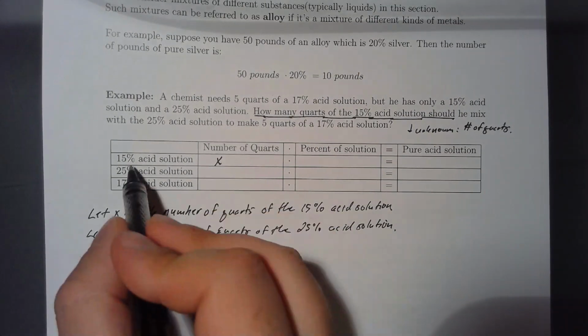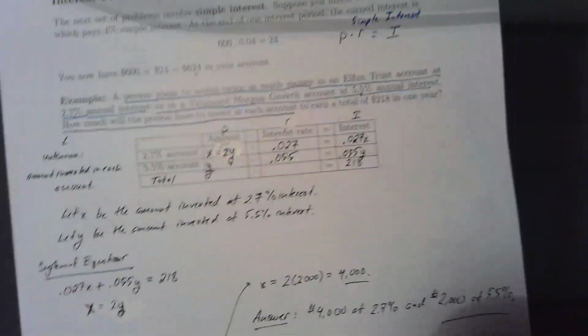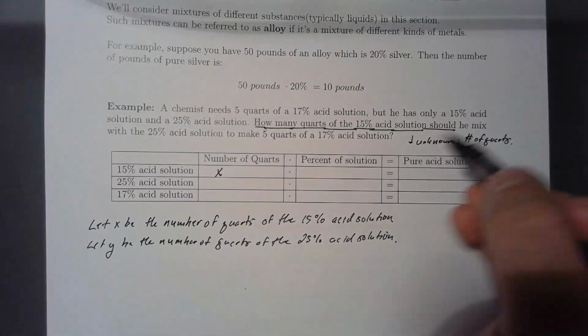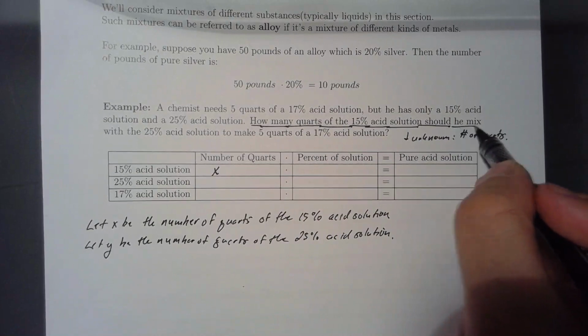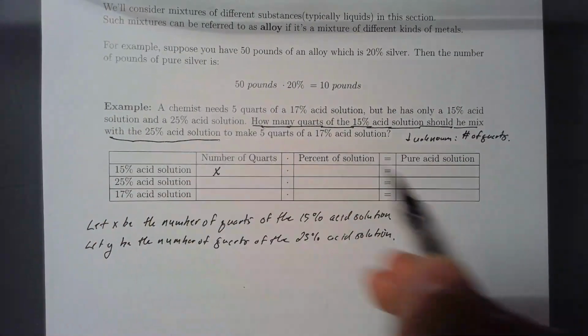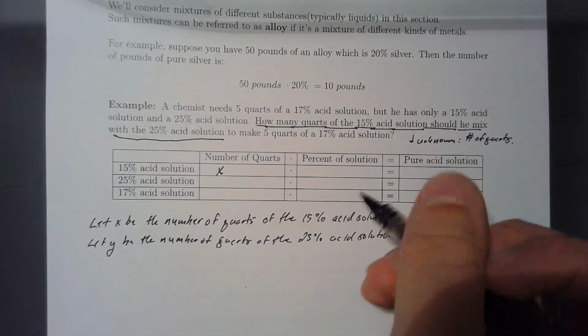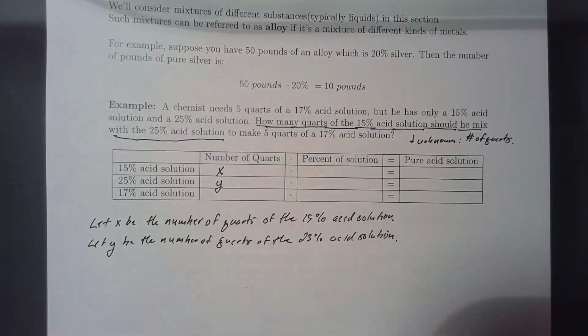Again, when you have two types, you're going to have two variables. Most of these problems had that, and this one's no exception. My bad. I know I said there should be only one unknown here, because it's how many quarts of the 15% mixed with the 25%. So Y is the number of quarts at 25%. What's the number of quarts of the 17% acid solution?